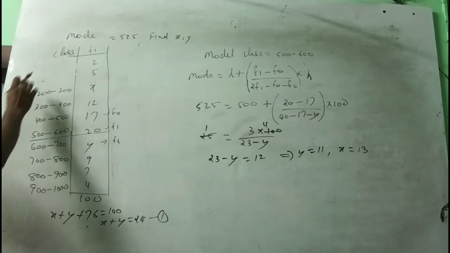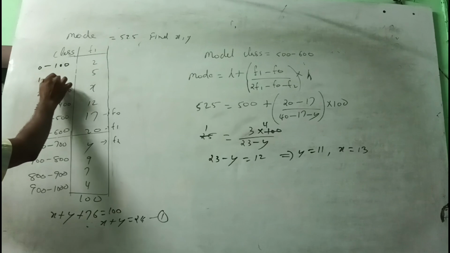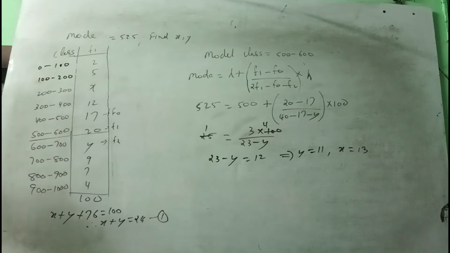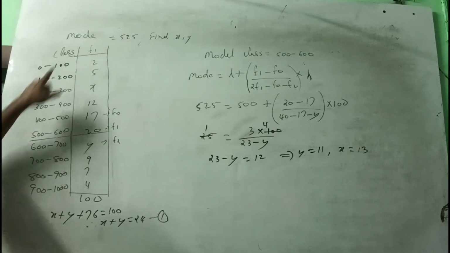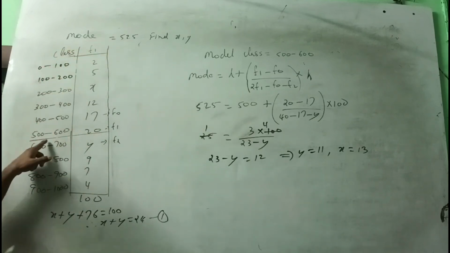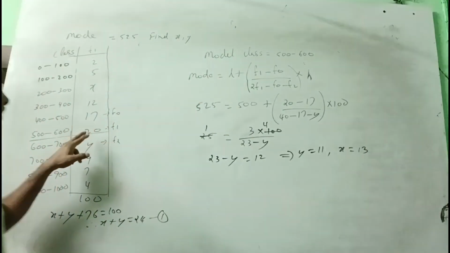Okay, so I am writing this like that: 0 to 100, 100 to 200 and so on. Since 525 is in the modal class, directly you can write that 525 is in this class, so 500 to 600 is the modal class. So you will get almost everything from here.